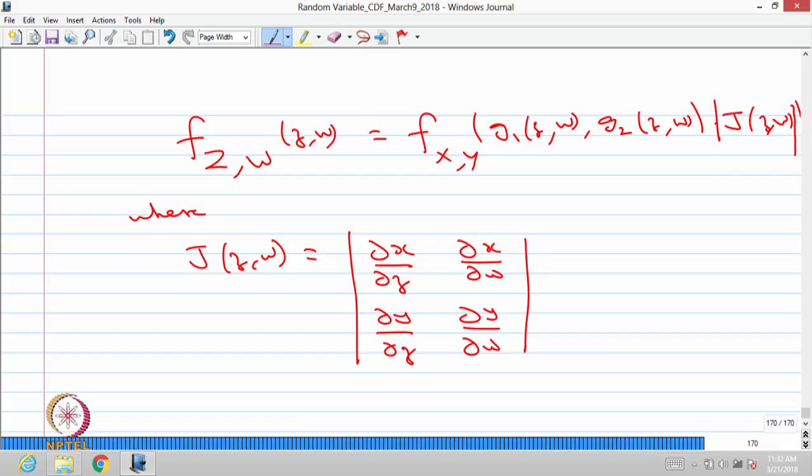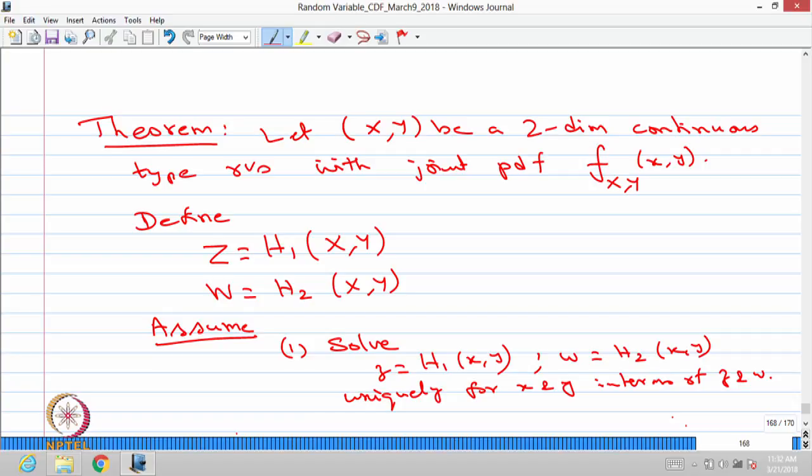This is going to be the joint probability density function of z comma w. That means this theorem says whenever you have a continuous type random variable and you know the joint probability density function of the continuous type random variables, as long as these two assumptions are satisfied, the word uniquely is very important. If that is not satisfied, then we have another remark over it.